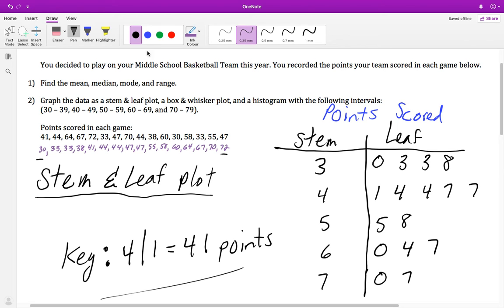Because remember, this 3 and this 0 means 30. This 4 and this 7 means 47. This 5 and this 8 means 58. This 6 and this 7 means 67. And this would mean, I'm sorry, I didn't mean to write the 7 here. This should have been a 2. And this 7 and this 2 means 72. All right, so that is your stem and leaf.